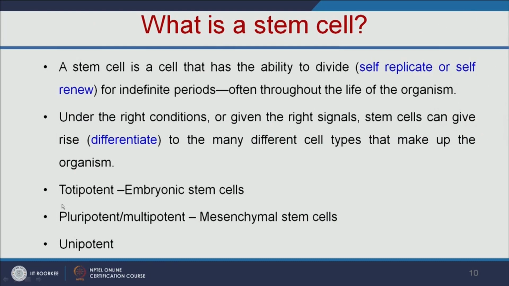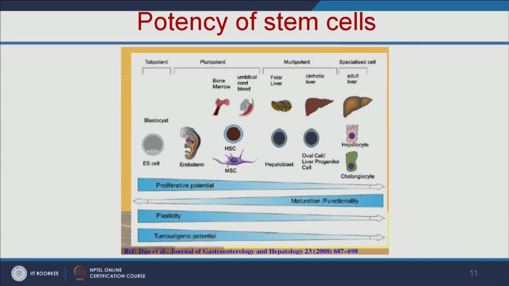The stem cells are again divided into three types: totipotent, pluripotent and unipotent. Totipotent is embryonic stem cells, from which we can get any kind of cells. Multipotent cells, for example mesenchymal stem cells, can give multiple types of cells. Unipotent is where you can get only a single type of cell. You can see here the totipotent is an embryonic stem cell, and unipotent is, for example, the adult liver cell.